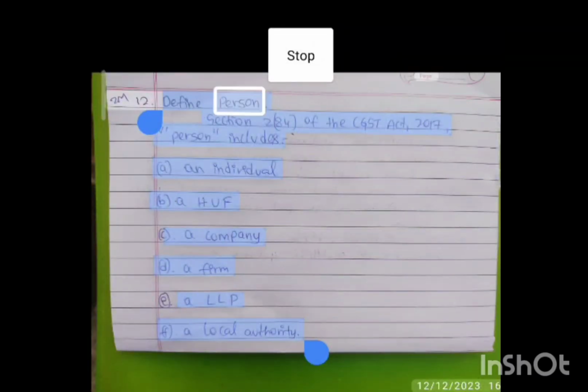Define person. Section 2(84) of the CGST Act, 2017: person includes an individual, a HUF, a company, a firm, an LLP, a local authority.